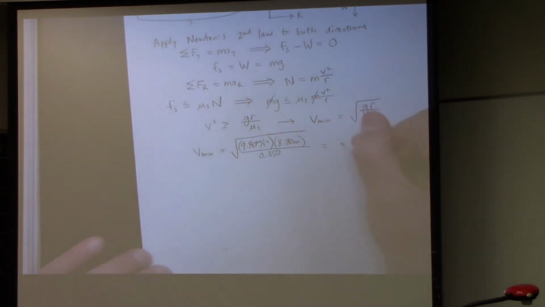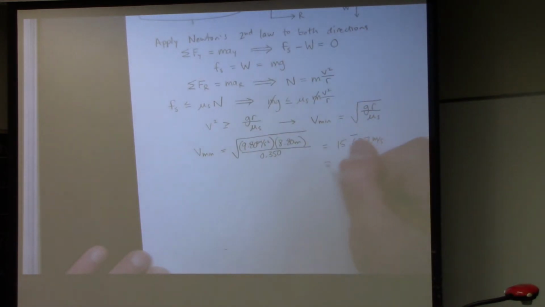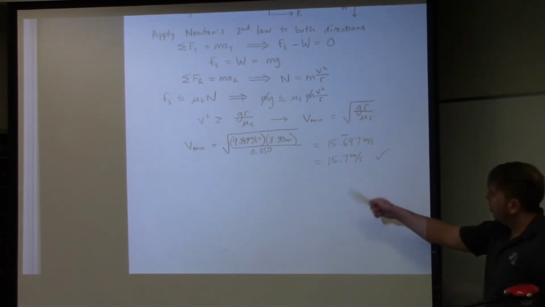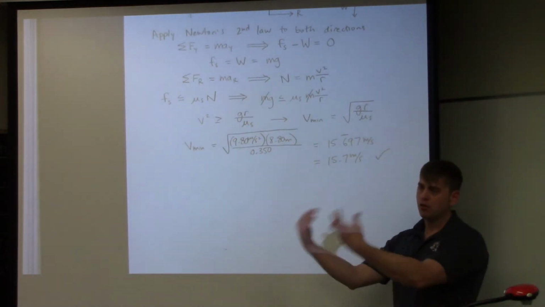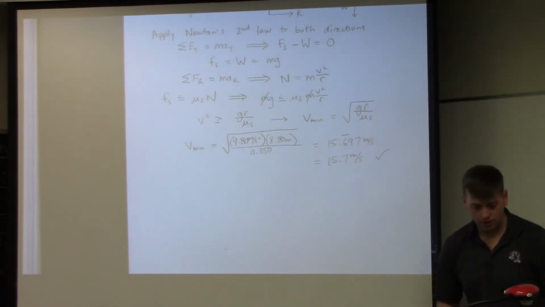The minimum speed is 15.697 meters per second, and then what we do here is we keep three significant figures given what we put into the formula. So this would round off to a nice 15.7 meters per second. That's the speed. So this is what we call a linear speed. It's how far you travel in meters divided by how long it took in seconds.